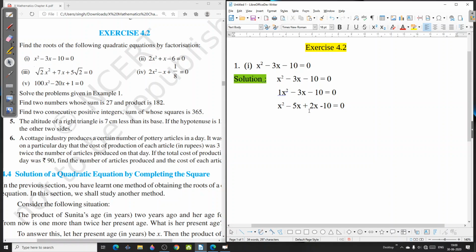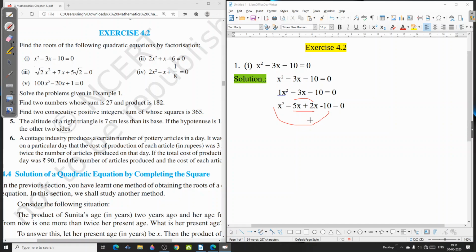Also you can see that when you multiply minus 5 and 2, you get minus 10. And on multiplying the constant number, minus 10, and the coefficient of x square, we get the same value. Before we go further, once more: we have taken minus 5 and 2 and multiplied them. Minus 5 into 2 is minus 10. Also the coefficient of x square is 1 and the constant term is minus 10. So this should always be true for any quadratic equation which we are solving by factorization.